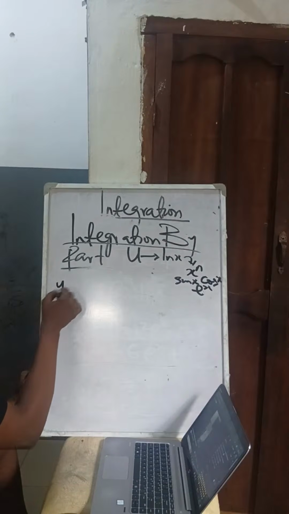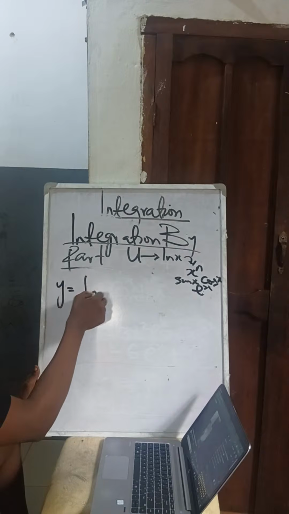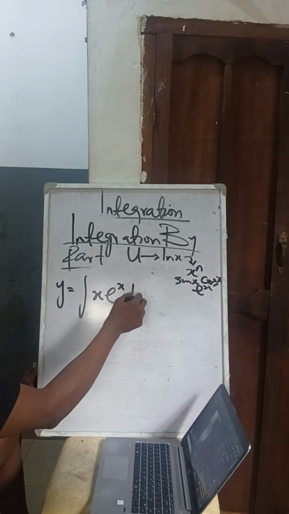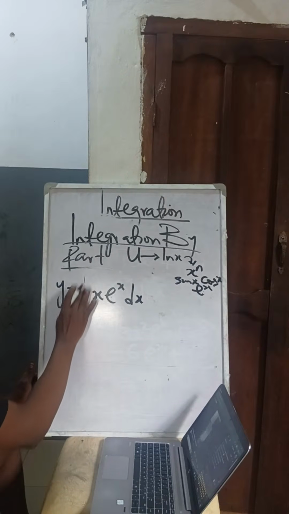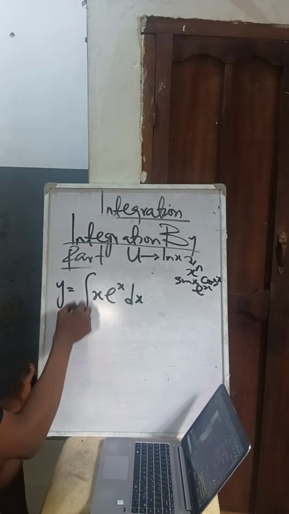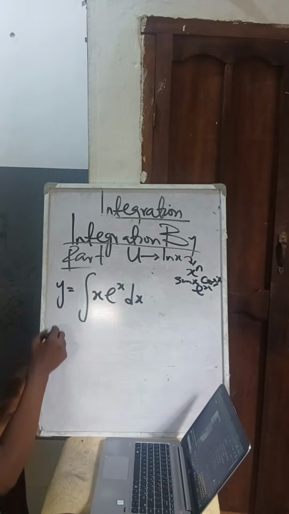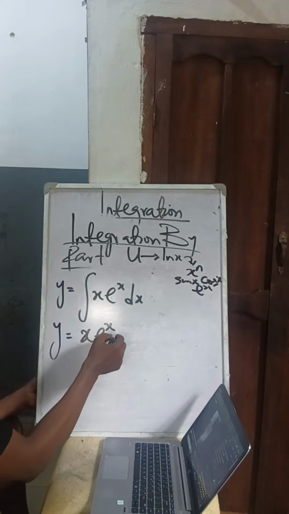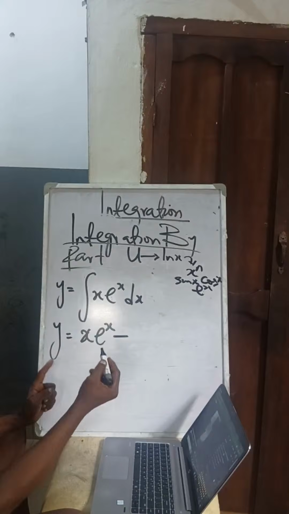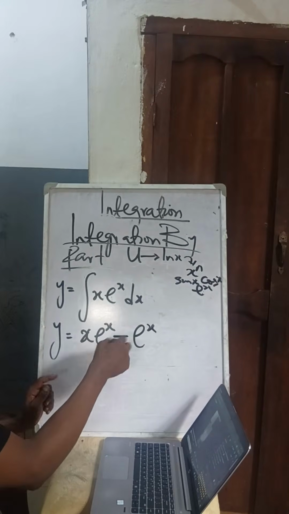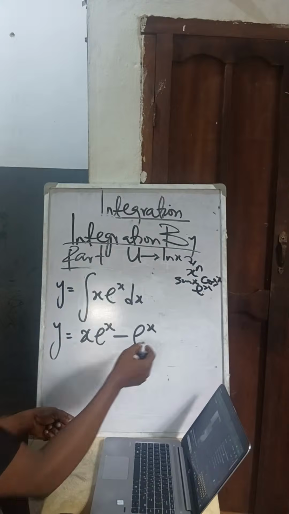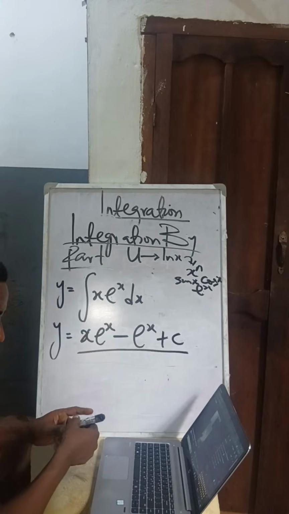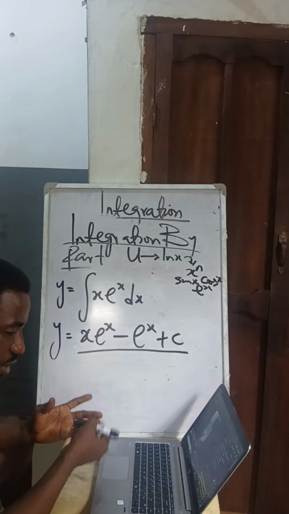When you are given y is equal to integral x e to the x, what will you do? Same. Y is equal to write down e to the x, minus differentiate x. What will you get? 1. So you write e to the x, then differentiate 1, you get 0. You write plus C. Very beautiful. Are you following?